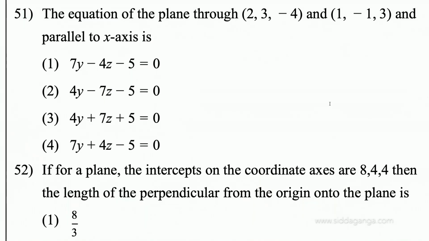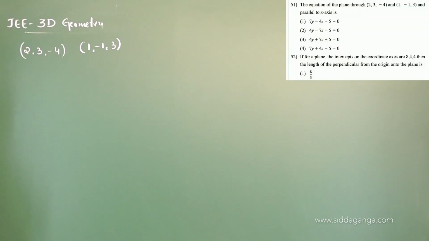Okay, let me move to question number 51. The equation of the plane through the 2 points 2, 3, minus 4 and 1, minus 3, and parallel to x axis.